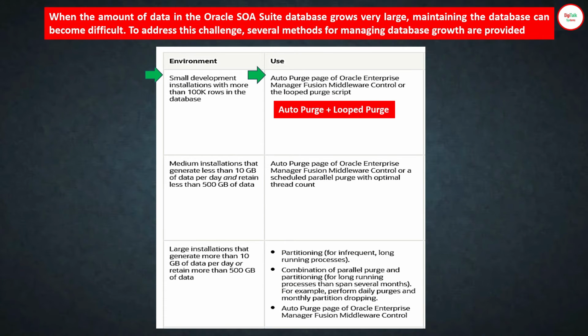So if you have a small profile, then you can go for the auto purge option, which you can enable from the EM console, or you can use the loop purge script as well.